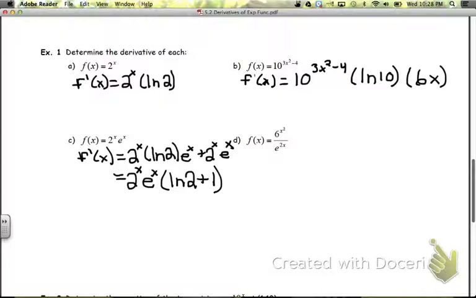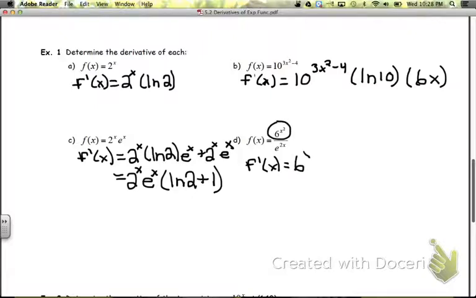Our next one, we have f of x is equal to 6 to the power of x squared all over e to the power of 2x. So here we are going to take the derivative and we're going to use our quotient rule. So first we're going to derive our 6 to the power of x squared.